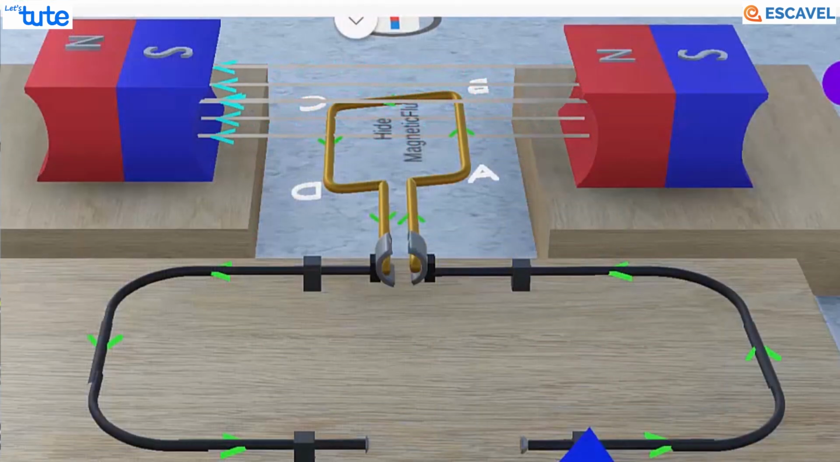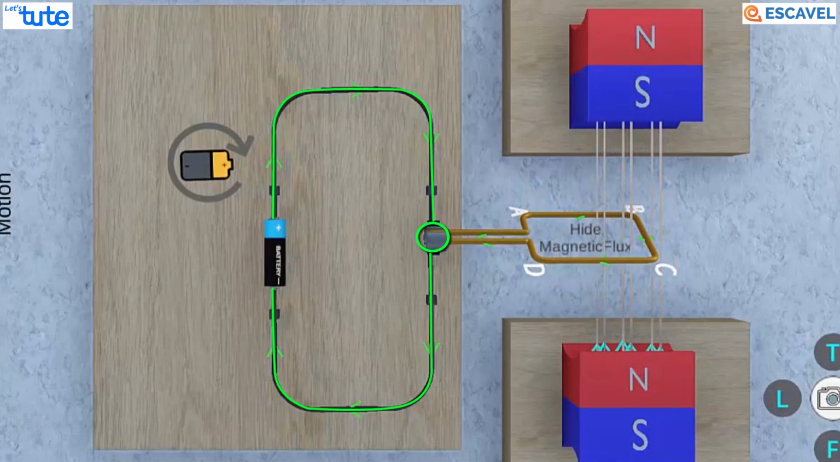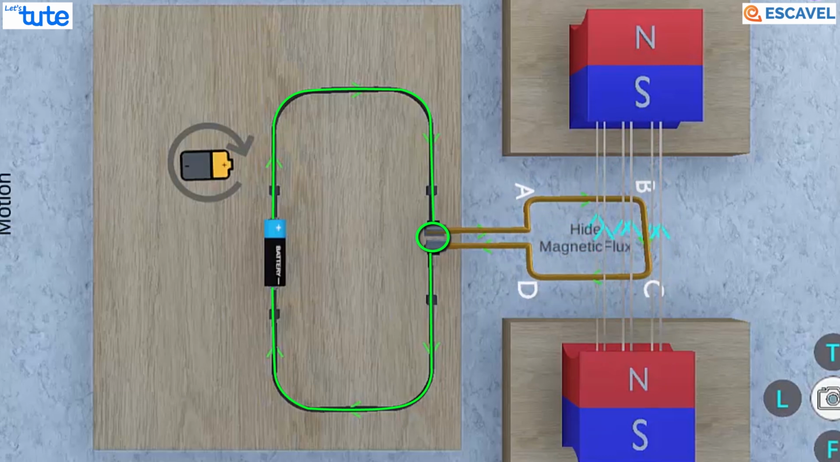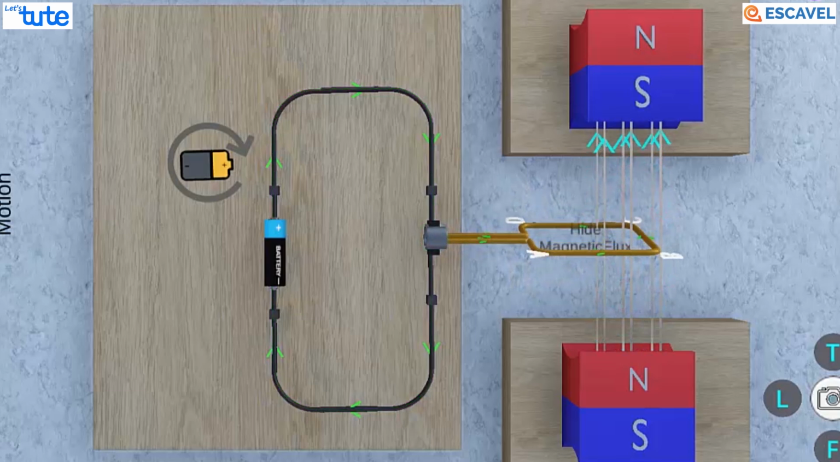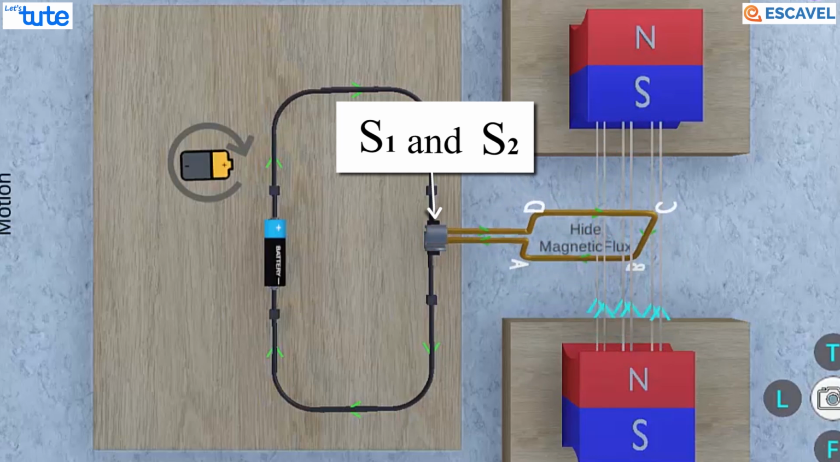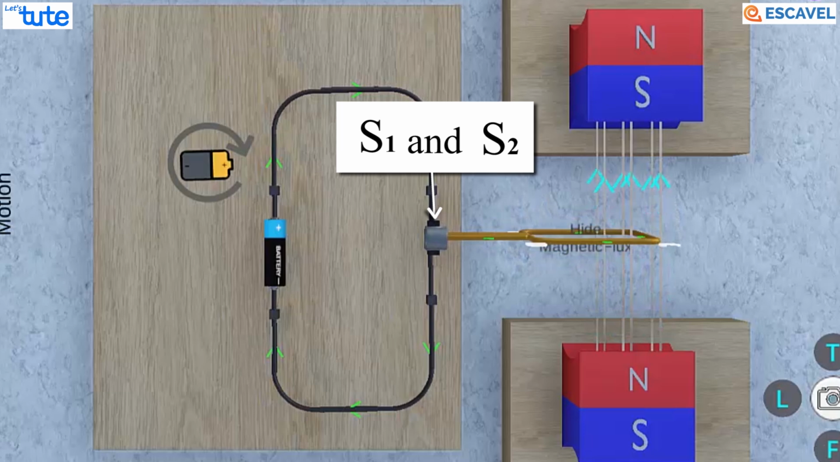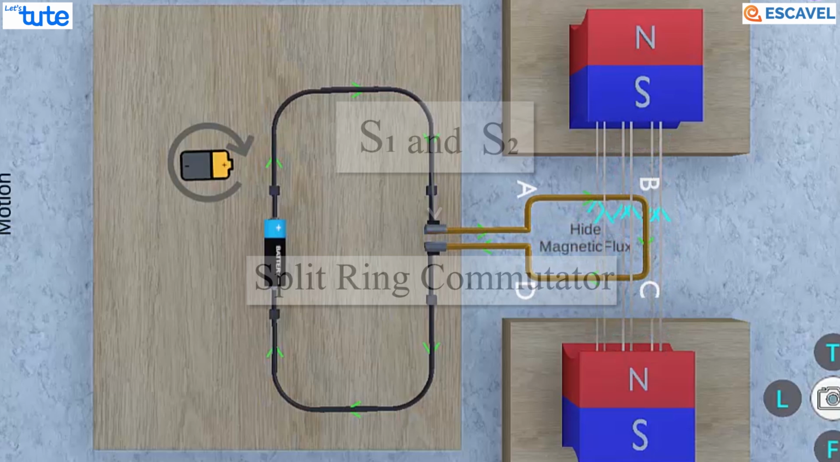Whenever the coil passes from the vertical position, the direction of the current through the coil has to be reversed so that the coil continues to rotate in the same direction. Hence, the two parts S1 and S2 of the split ring act as a commutator to reverse the direction of current in the coil. So, they are called split ring commutator.